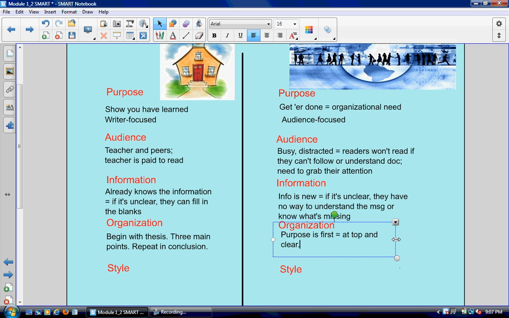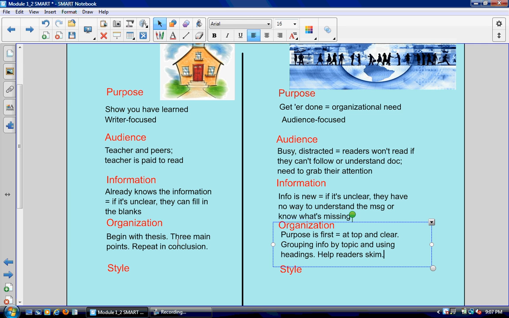Again, going back to these distracted readers, these busy readers, if they don't know why they're reading the document, they will not continue. You also want to aid your readers by grouping information by topic and using headings in order to help readers to skim. You're trying to help readers skim and scan your document.